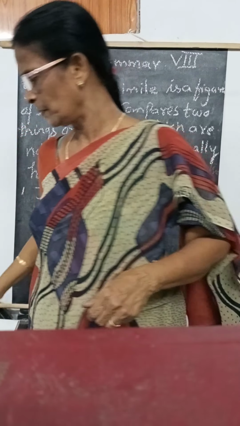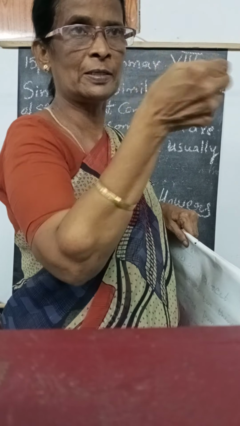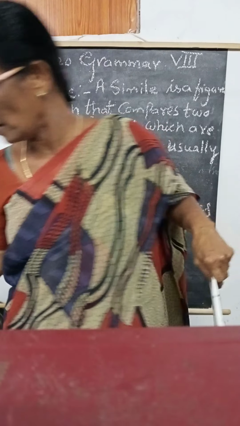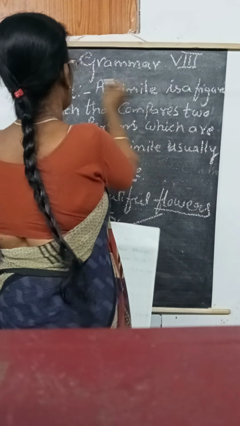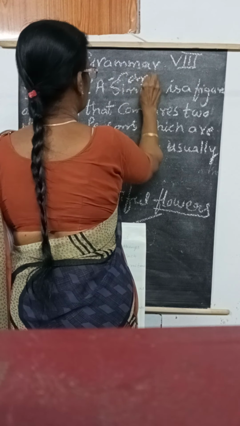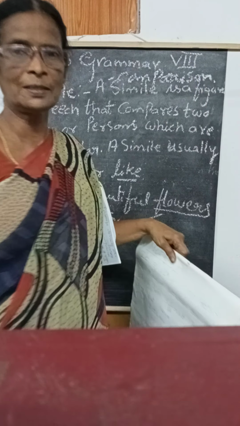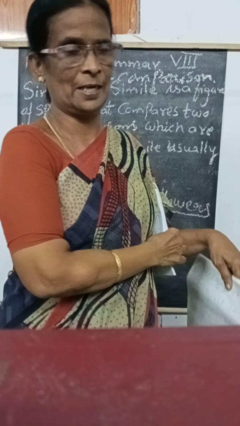And the second one, metaphor. Be careful. What are the differences between the simile, metaphor and personification? You can easily identify that answer. Simile means comparison. You can write: simile means comparison between two things and two persons.